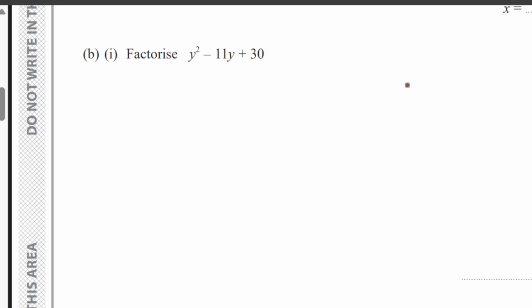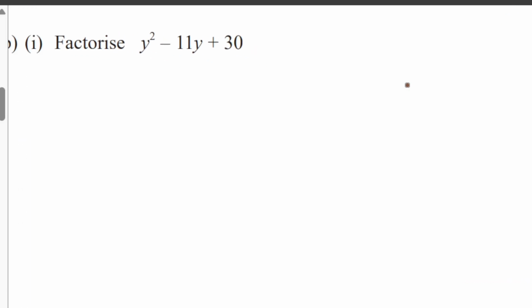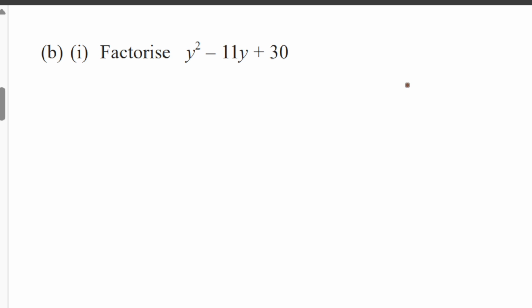Now the second part says factorize y squared minus 11y plus 30. How do we do this? We think of two numbers that multiply to make 30 and add to make negative 11. So what are these numbers? I don't know. So I will think of the factors of 30: 1 and 30, 2 and 15, 3 and 10, 5 and 6. And I think that's all.